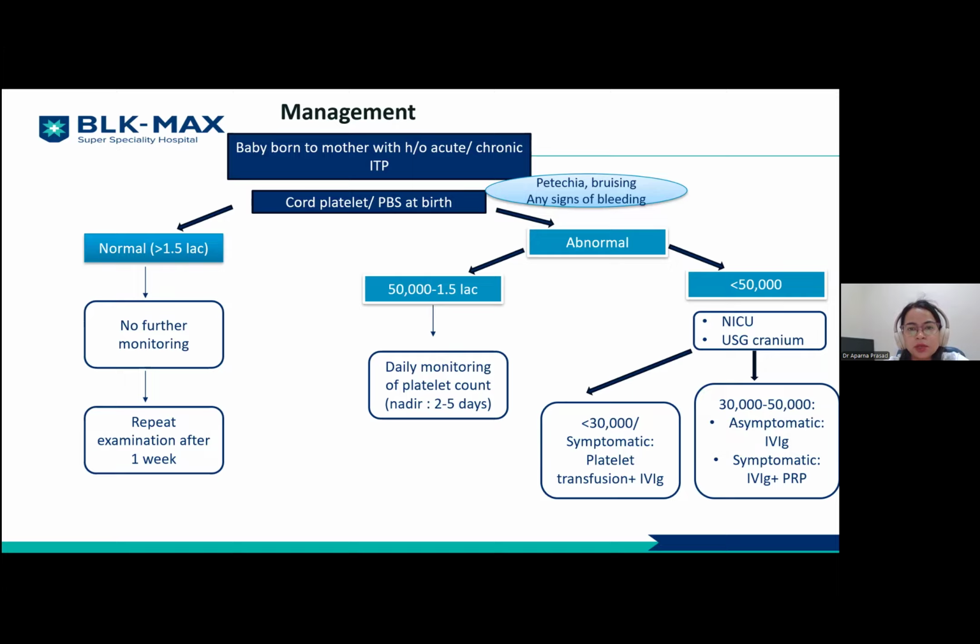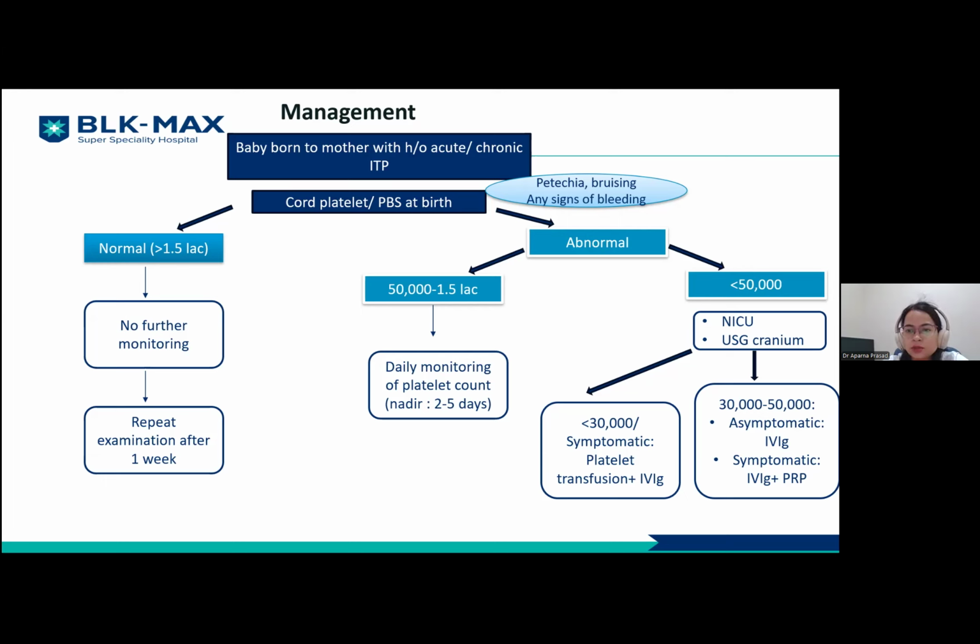For a baby born to a mother with a history of acute or chronic ITP, for all these newborns we should do a cord platelet count if possible. If not, we can do a peripheral blood smear as soon as possible after birth. The baby can present with fatigue, bruises, or any signs of bleeding. After the platelet report, it can be divided into two scenarios. If the platelet count is more than 1.5 lakhs, no further monitoring is required, and repeat examination after 1 week is advised.